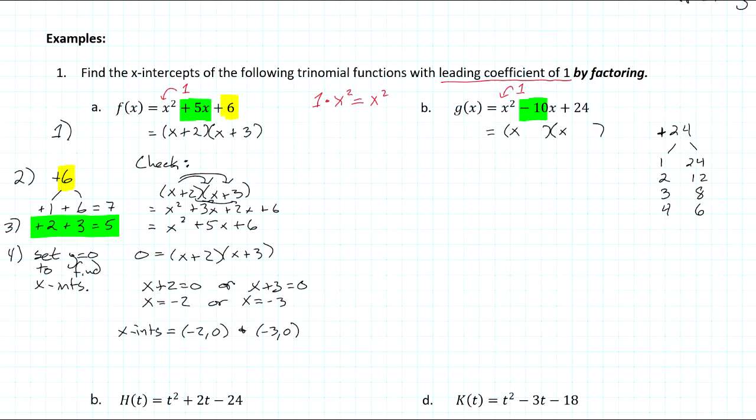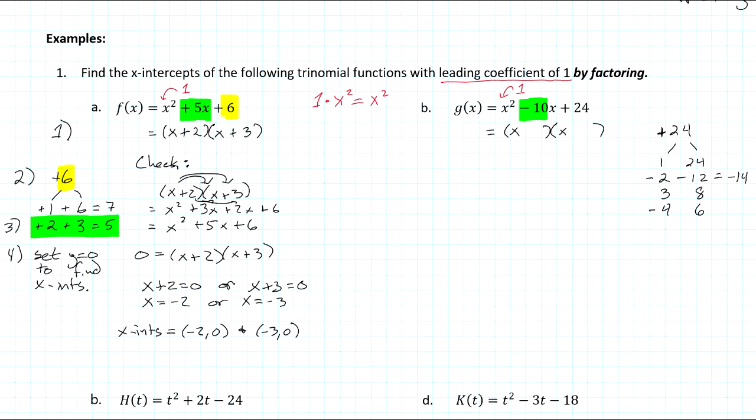So let's be really careful here. If I did a plus 2 and a minus 12, this would add to negative 10. However, that would multiply to be a negative 24, so that would not work. We could do a negative 2 and a negative 12, and that would be a negative 14, so those do not add to negative 10.